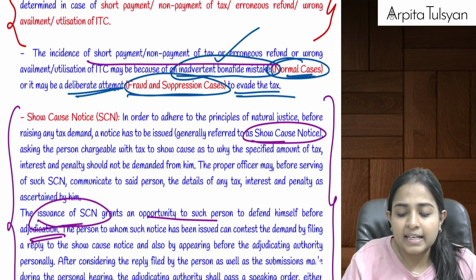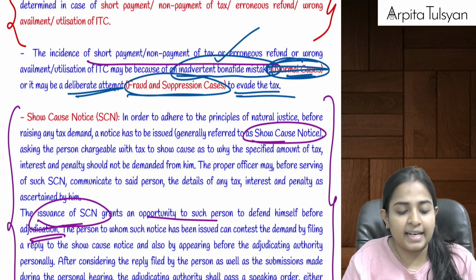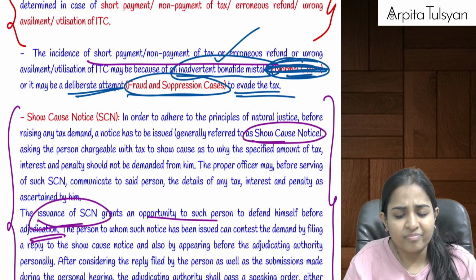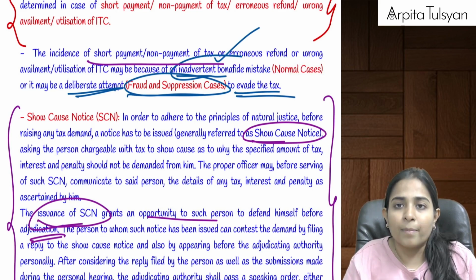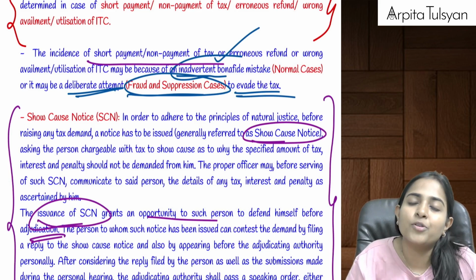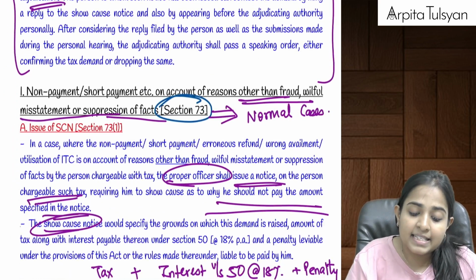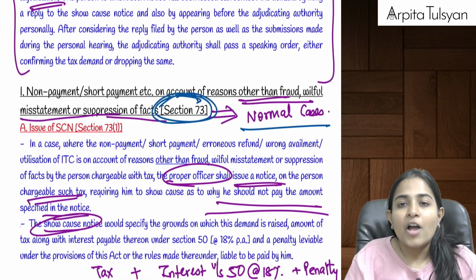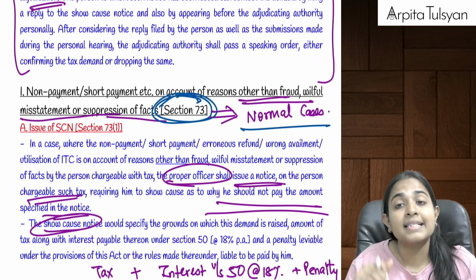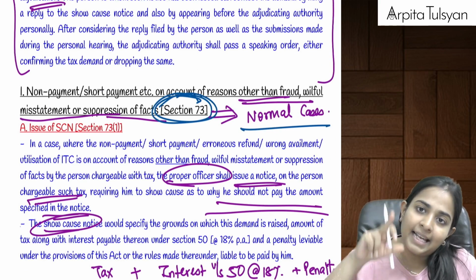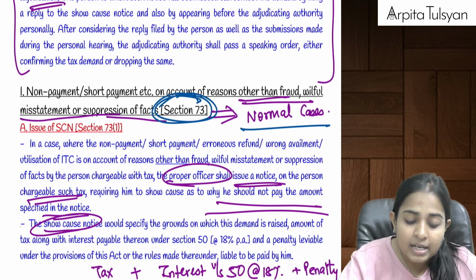If it is a normal case, means the mistake was done inadvertently, then it is covered by section number 73. But if we have not paid the tax, or if we have short paid the tax because of fraud, etc., then that is going to be covered in section number 74.